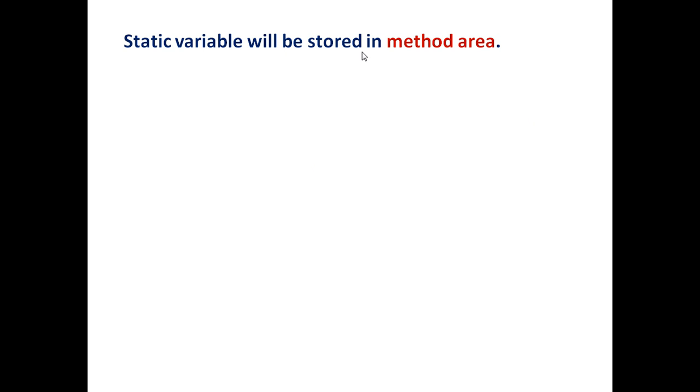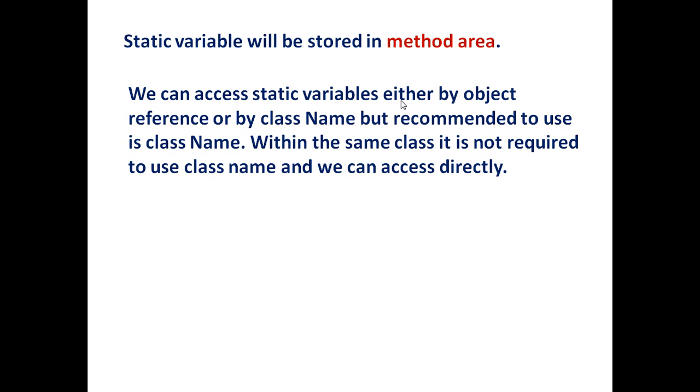So this part being said, static variables will be stored in the method area. The JVM has 5 areas, and one of them is the method area. So static variables are stored in the method area. An easy and very important point to remember. We can access static variables either by object reference, where we create objects and then access the static variables, or by using the class name. But the recommended way is the class name, because it's more appropriate. The class name specifies what the class is doing and what type of variable you are accessing.